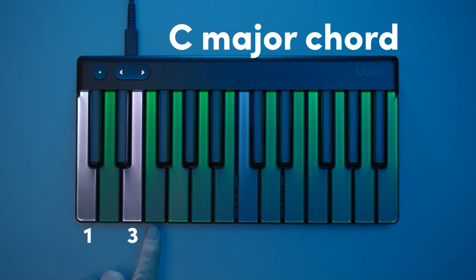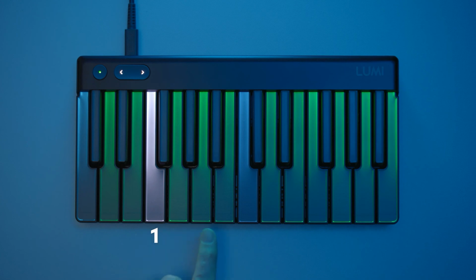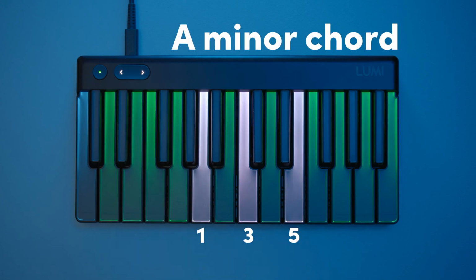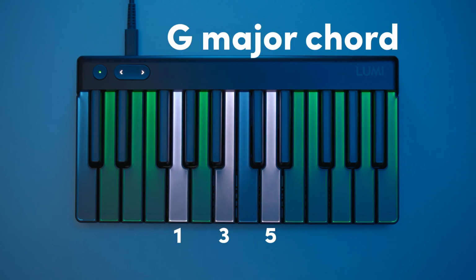If we play 1, 3, and 5, starting with C, we have the C major scale's first chord, C major. This chord is our home, our 1 chord. And this is very powerful. If you now move this 1, 3, and 5 shape all over the place, you are going to play all the chords that are available in the key of C major.